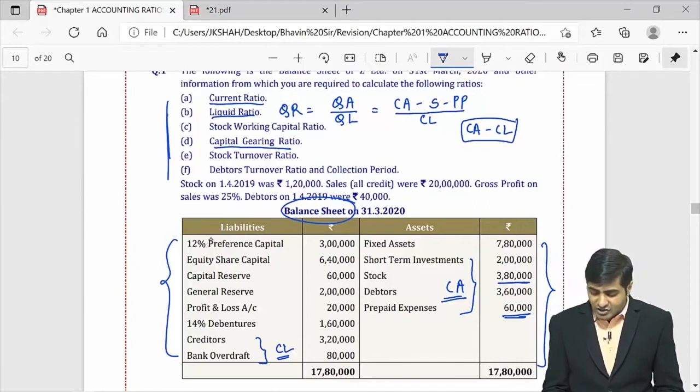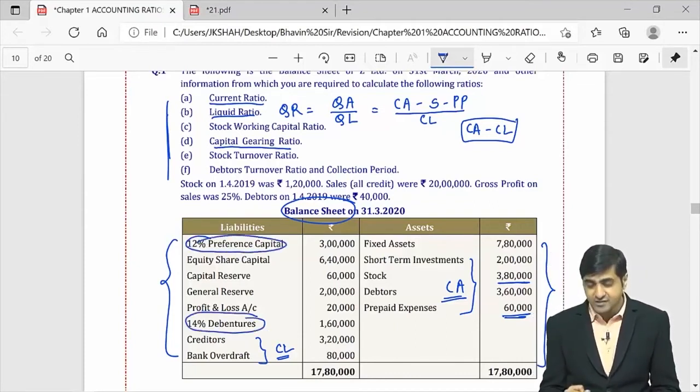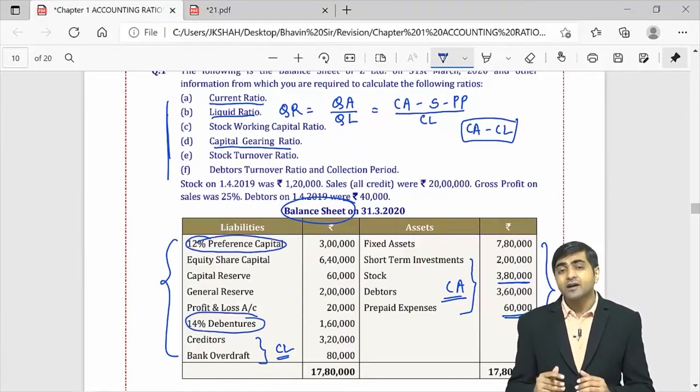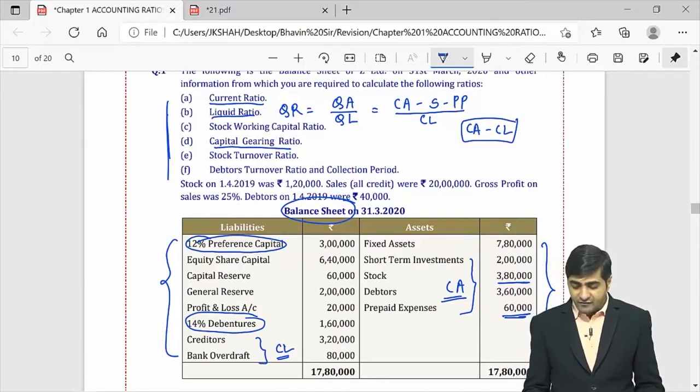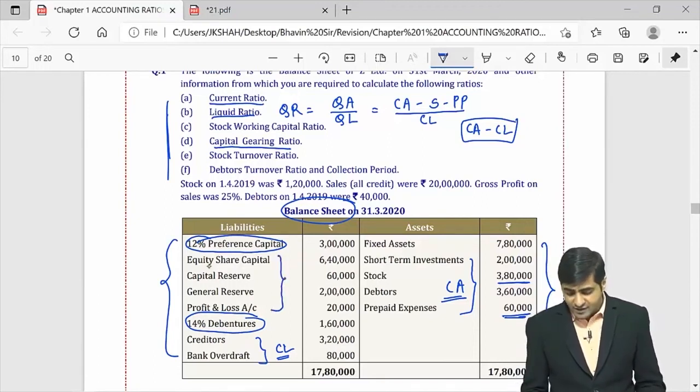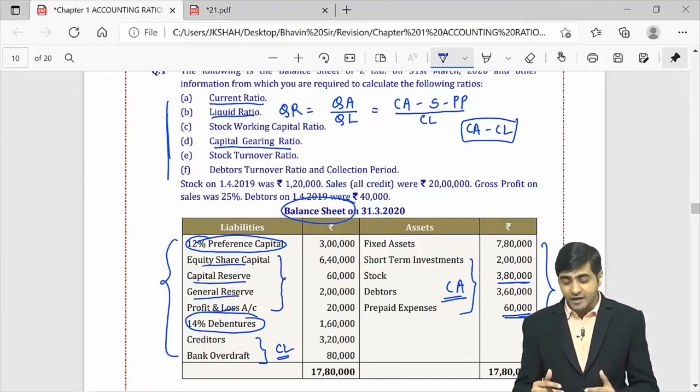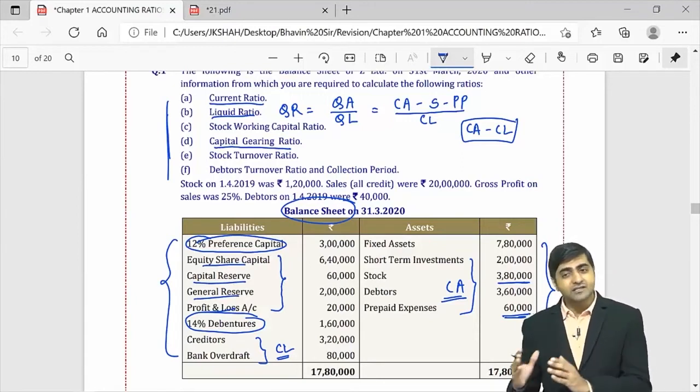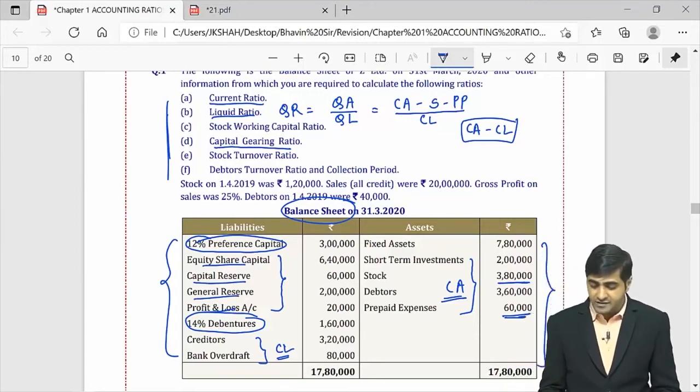So guys, you can just check, there is 12% preference share capital, there is 14% debentures. Both of them are instruments which bear fixed income, and we have to divide that by your equity shareholders funds, which is equity share capital plus reserves and surplus. So that's how you will get your capital gearing ratio: your fixed income bearing securities divided by non-fixed income bearing securities.